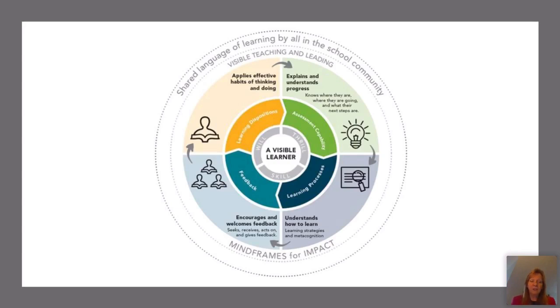This isn't a one-dimensional diagram. This is an interconnected three-dimensional diagram, and we need to be able to understand it, to interpret it, and to use it to enable us to move our pupils forwards.